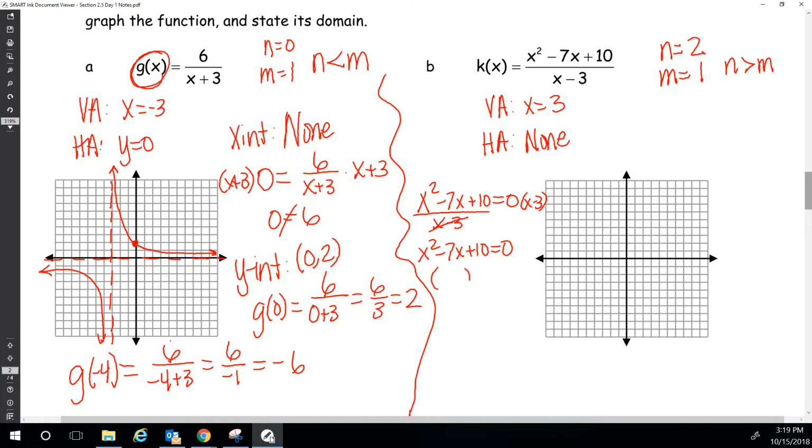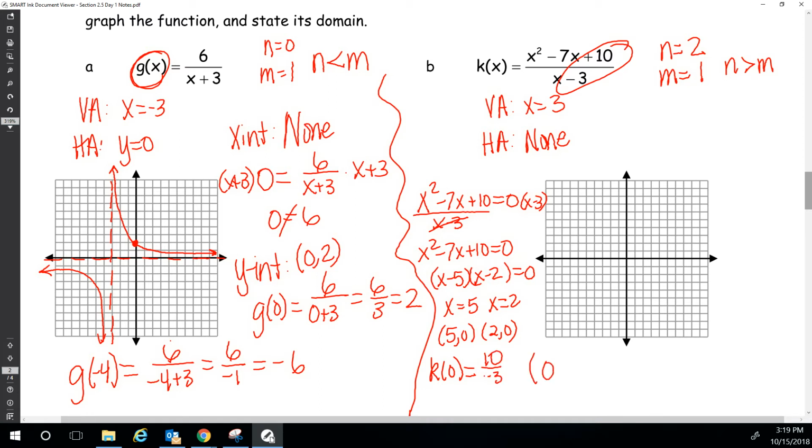This is a quadratic. I'm going to solve it by factoring. So that'd be x minus 5, x minus 2, negative 5 times negative 2 is 10, negative 5 minus 2 is negative 7, which means x is equal to 5 and x is equal to 2. So my x-intercepts are (5, 0), (2, 0). For my y-intercept, I'm going to plug in 0. When I plug in 0, this becomes 0, 0, and 0, and I just have 10 divided by negative 3, which means my y-intercept is (0, negative 3 and a third), or negative 3.3.